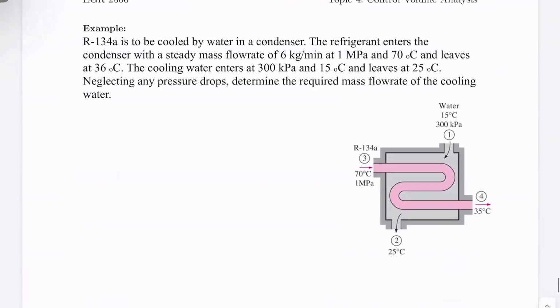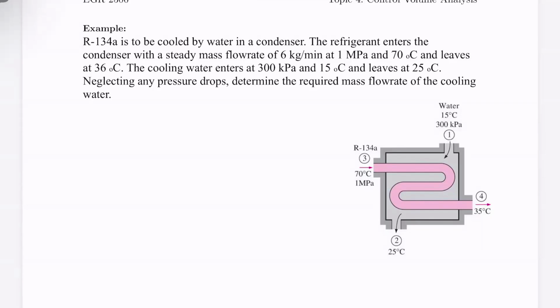Okay. So we have refrigerant R134A is going to be cooled by water in a condenser. The refrigerant enters the condenser with a steady mass flow rate of 6 kilograms per minute at 1 megapascal and 70 degrees C and leaves at 36 degrees C. The cooling water enters at 300 kilopascals and 15 degrees C and leaves at 25 degrees C. Neglecting any pressure drops, determine the required mass flow rate of the cooling water.